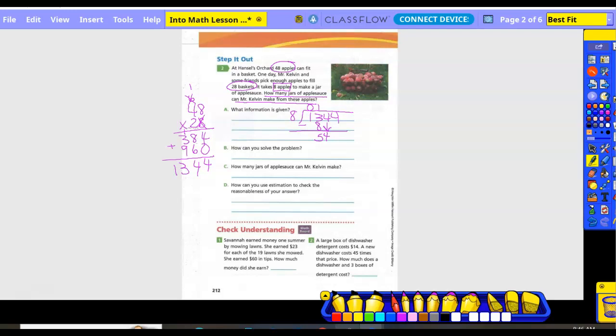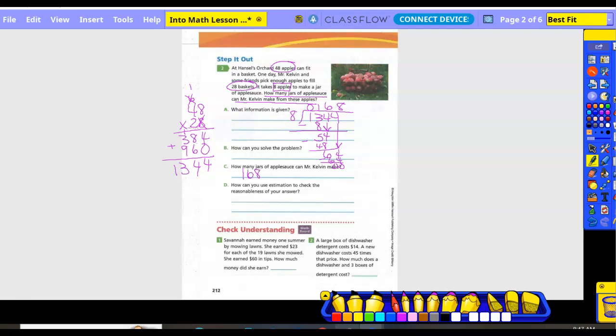7 times would be 56. 6 times. So 8 times 6 is 48. So 54 minus 48 is 6, right? Bring down my 4. How many times does 8 go into 64? 8 times. Minus 64. Is there anything left over? Nope. So how many jars of applesauce can you make?